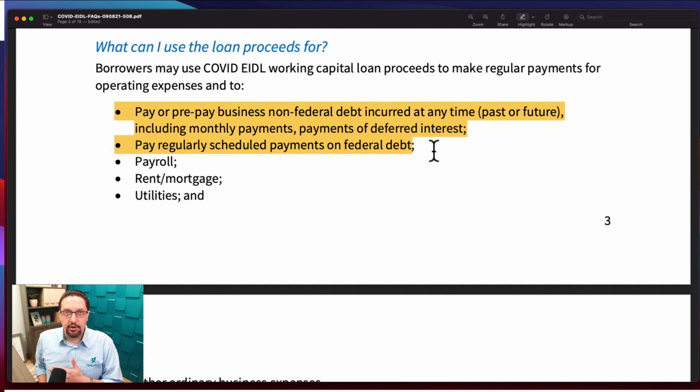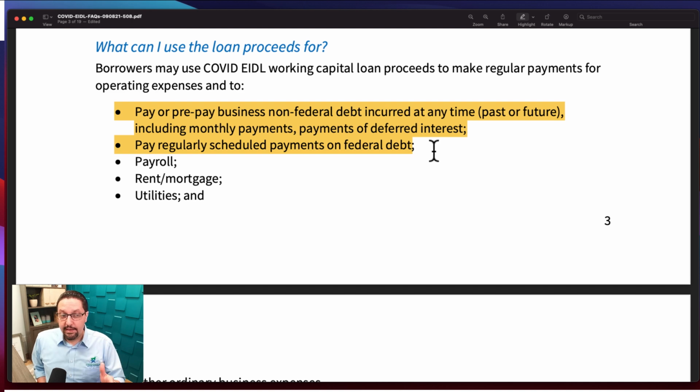For example, let's say that you have a commercial vehicle, right? And you have a $50,000 commercial vehicle loan. It's a 5-year loan at 7% interest. Now you can get the EIDL loan, pay off that debt, and instead of having a 5-year loan at 7% interest, now you have a 30-year loan at 3.75% interest on the EIDL.